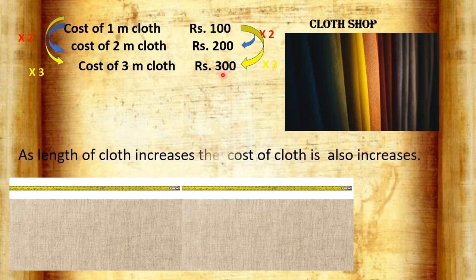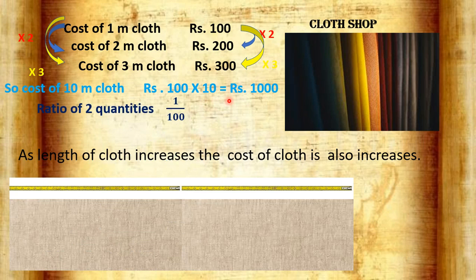In the same sense, we can say as the length of the cloth increases, the cost of cloth is also increasing. That means for 10 meters, the cost is 100 into 10, that is rupees 1000. So if we want to purchase 10 meters of cloth, its cost is rupees 1000.